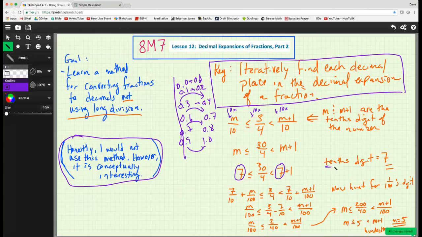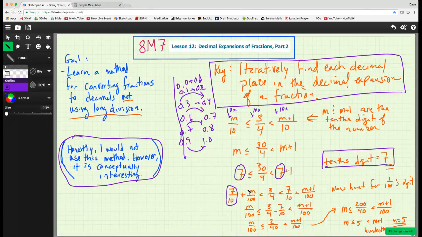Okay, so we're going to write that down. Our tenths digit is 7. So we know that this number that's 3/4 is greater than or equal to 7/10. Whatever that number is, it has a 7 in the tenths digit. So there's our 7 over 10.